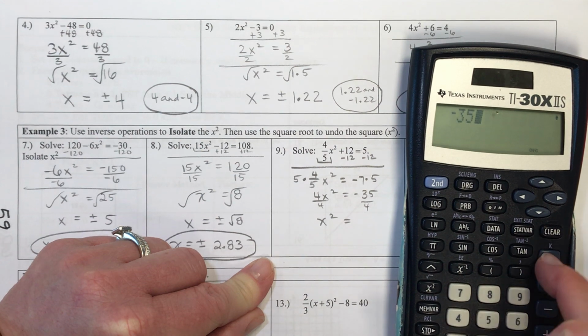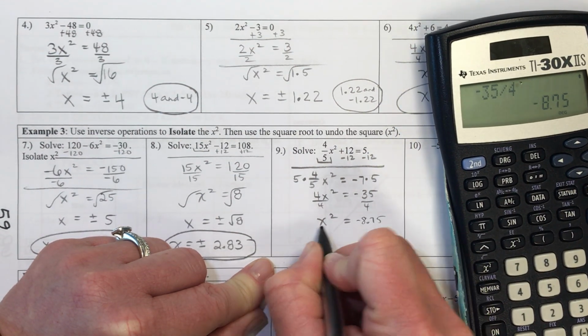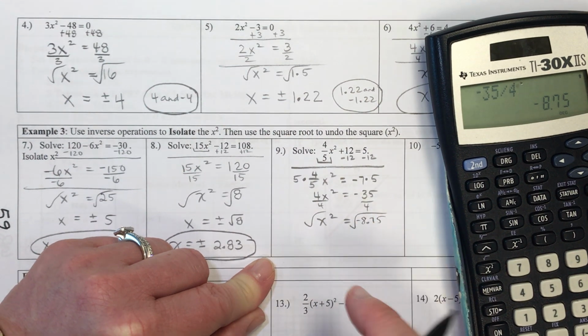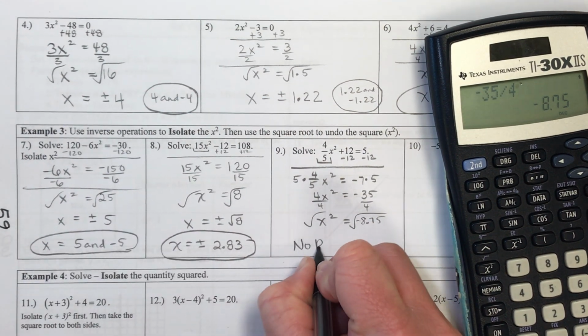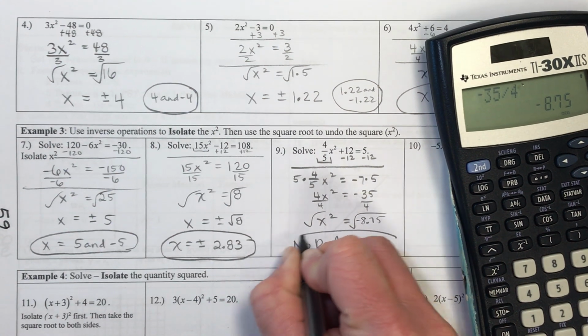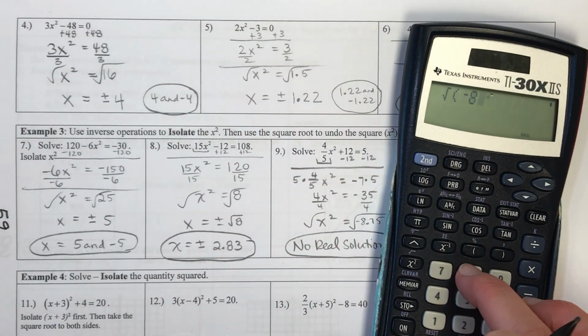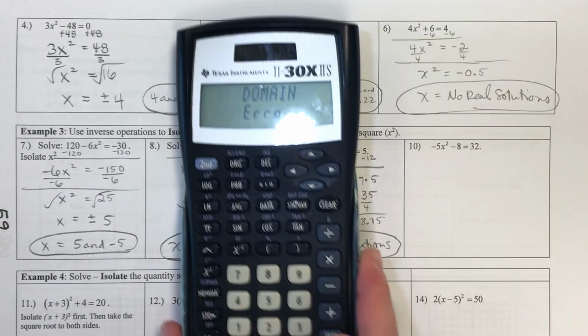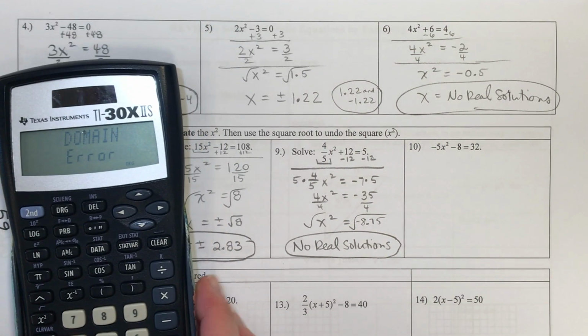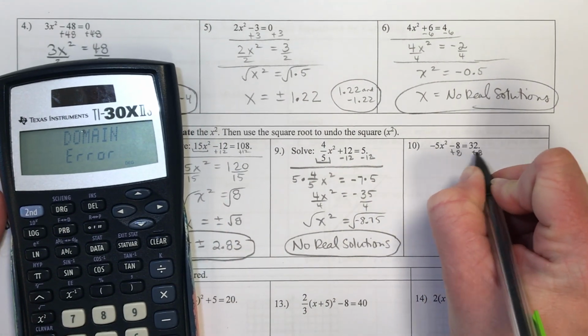Negative 35 divided by 4 is negative 8.75. And I already know if I'm going to take the square root of a negative, I'm going to get no real solutions. Again, you can type that out on your calculator and you're going to see an error message, something similar to that.